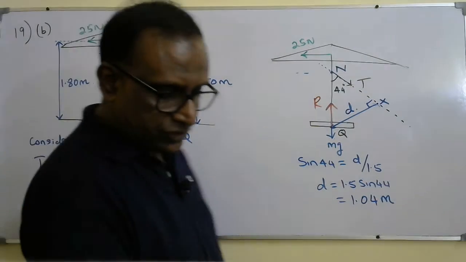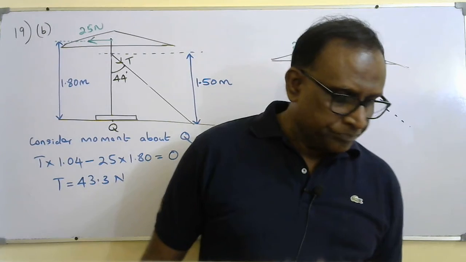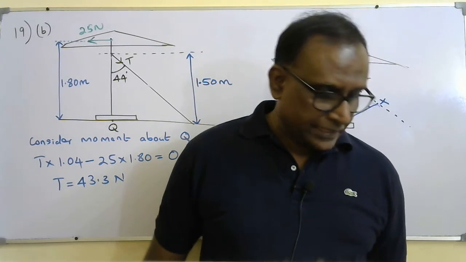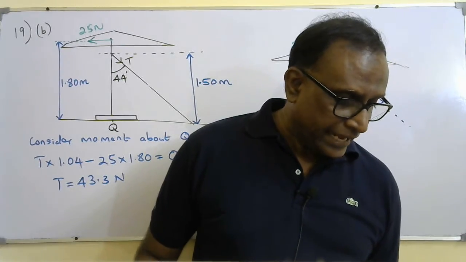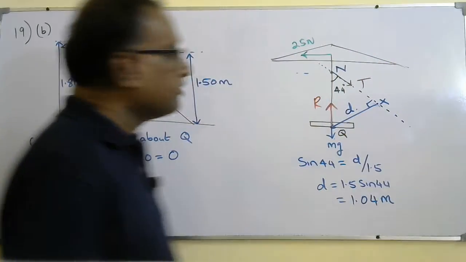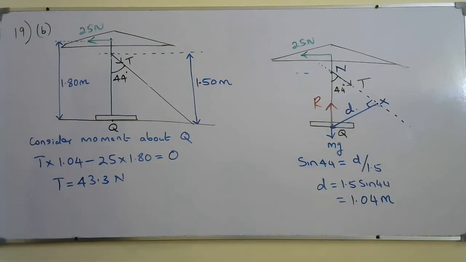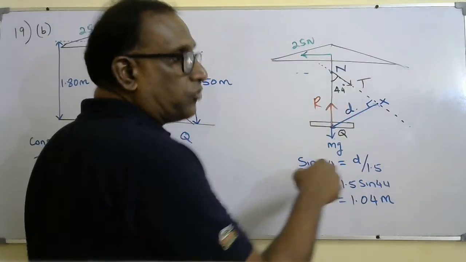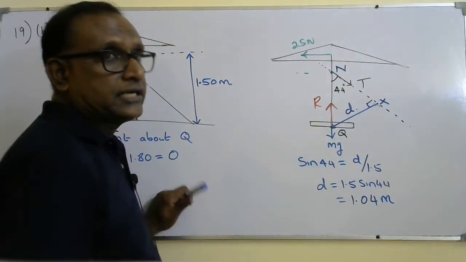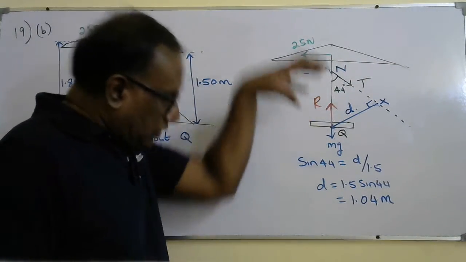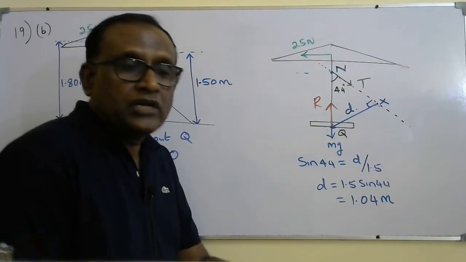So we need to work more. The question is: determine, by taking moments about the center of the base, the vertical force that the base exerts on the ground. That means the vertical force the base exerts on the ground is the same as R. According to Newton's third law, when the base pushes the ground down, the ground will push the base up.